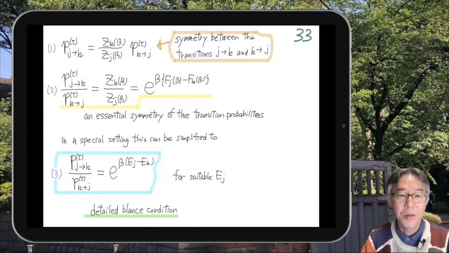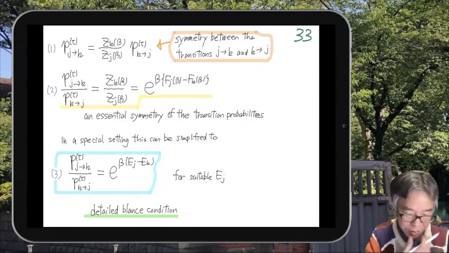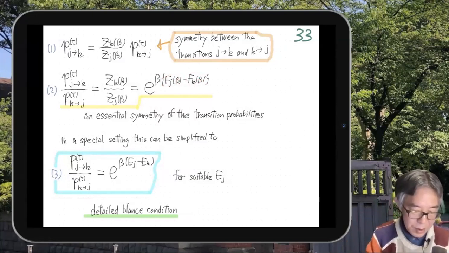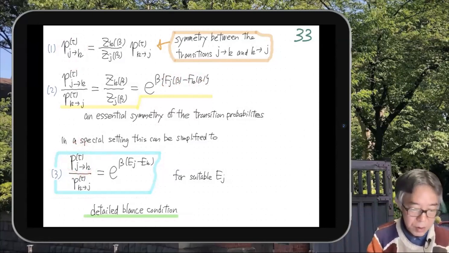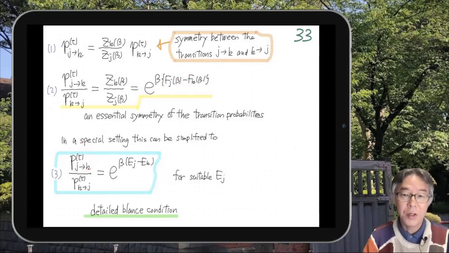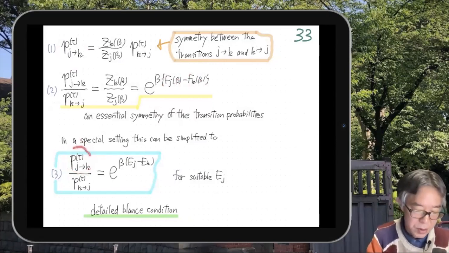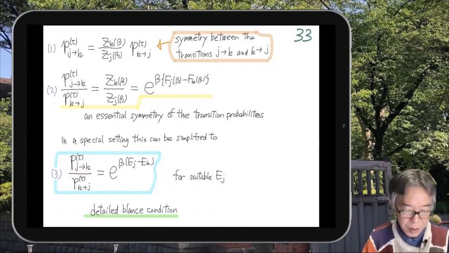Oh, but okay. Before talking about that, I have to make one important remark. As I said, this P tau is interpreted as the transition probability when tau is small enough. Okay? Tau is sufficiently small. Only when tau is sufficiently small can we interpret this as a transition probability.